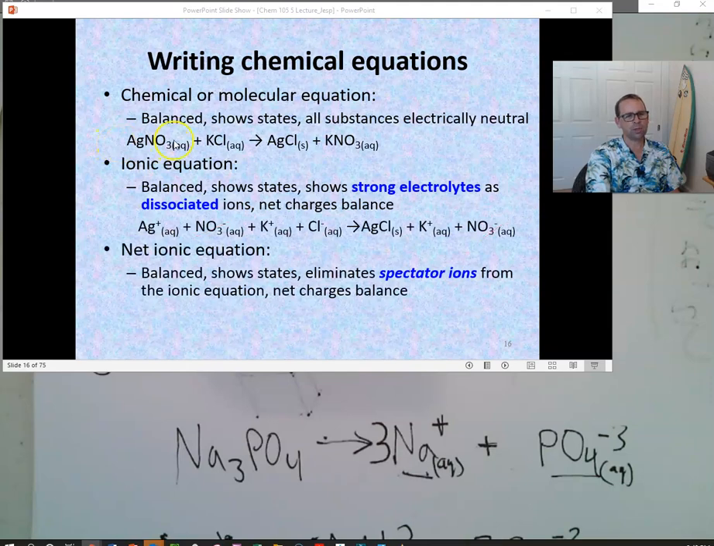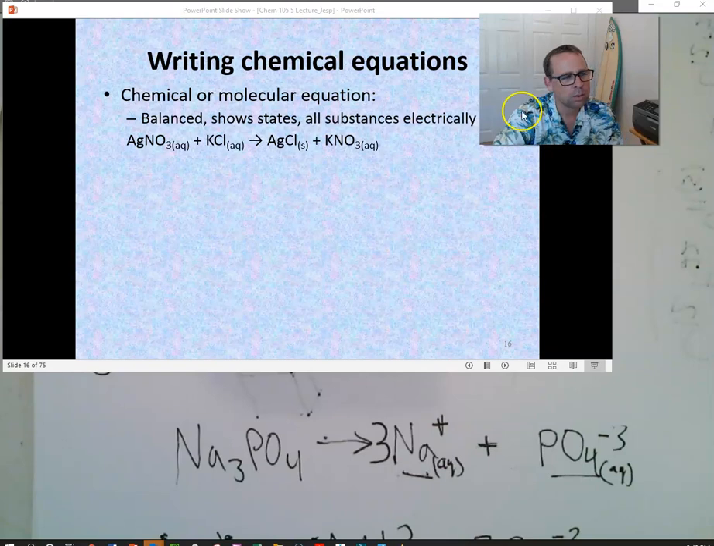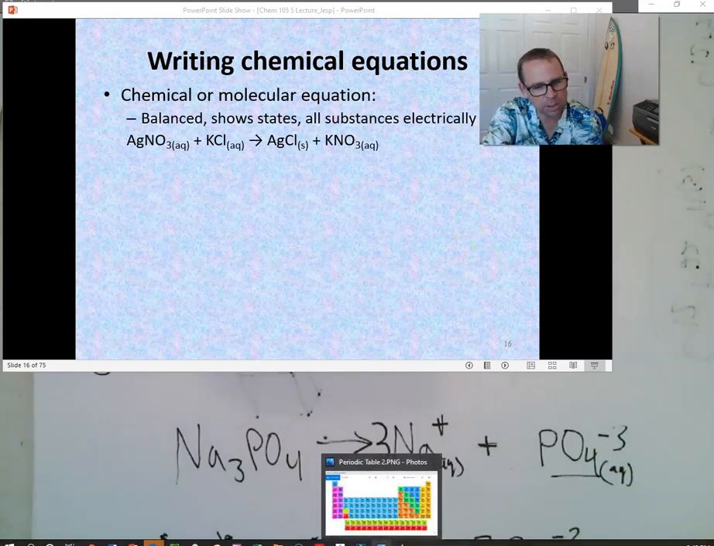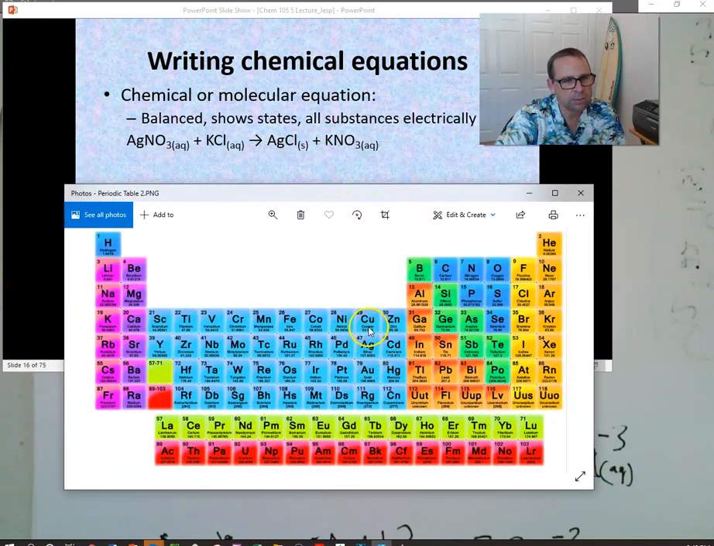When we write a chemical equation, here's an example of a chemical reaction. Here I have this compound. Do you know the name of that compound, AgNO3? Let's see if we can learn it by looking at the periodic table. Ag is element 47. Silver. Very good, silver. Ag and NO3. What do you think NO3 is?